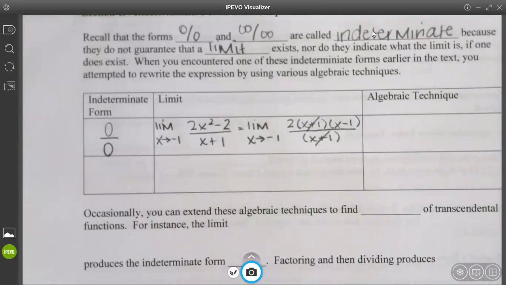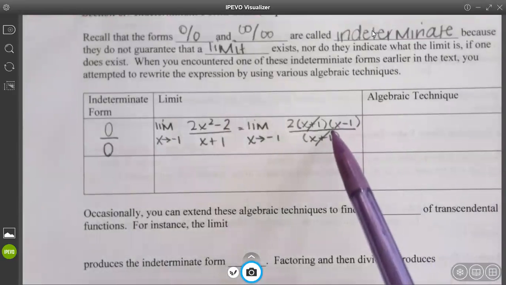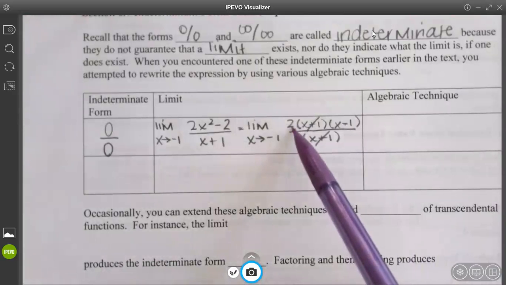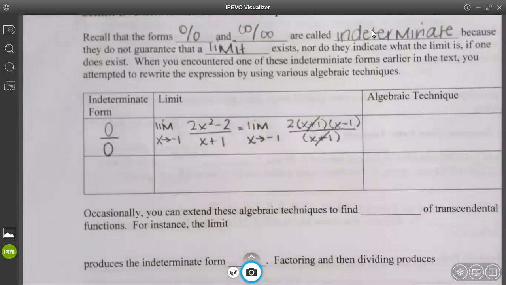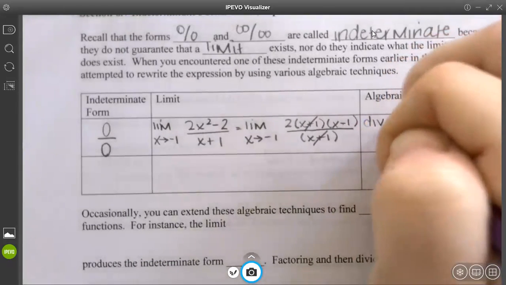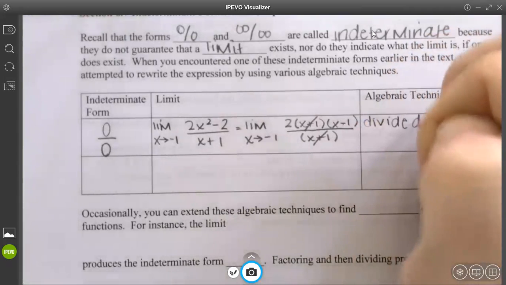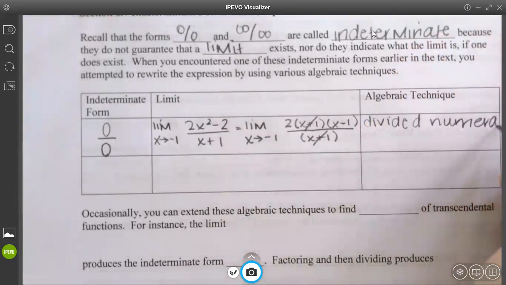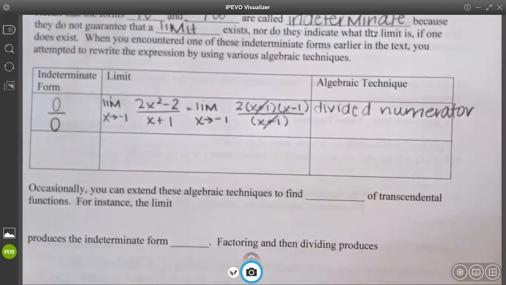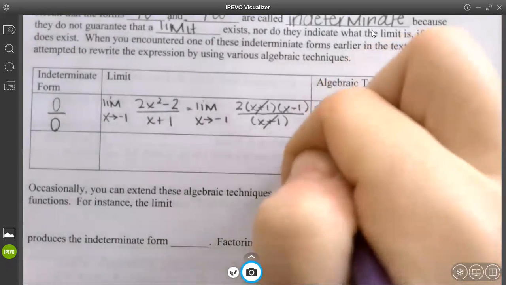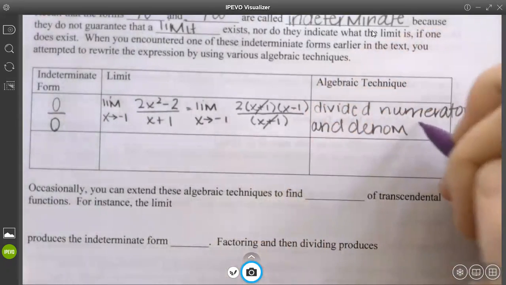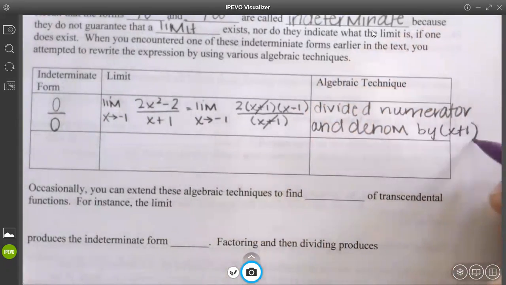And now when you plug in your -1, on the top, what's -1 minus 1? Times 2, so your limit would be -4. We don't have anything on the bottom to plug into. Everybody understand? So what did we do? We divided the numerator and denominator by x plus 1.